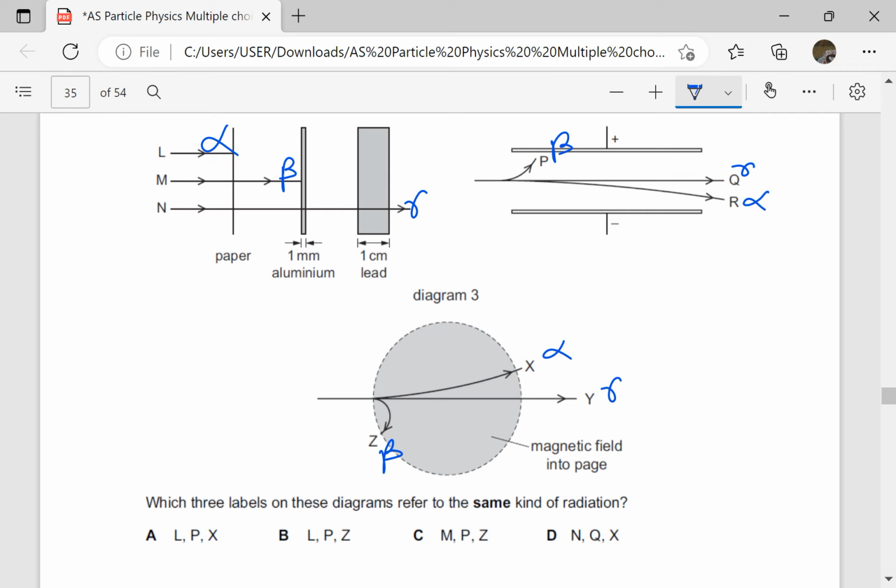Which three labels on these diagrams refer to the same kind of radiation? Let me see. L is alpha, P is beta, X is alpha. So that is not true. L is alpha, P is beta, Z is beta. That is not true. M is beta, P is beta, Z is beta. So the answer is C.